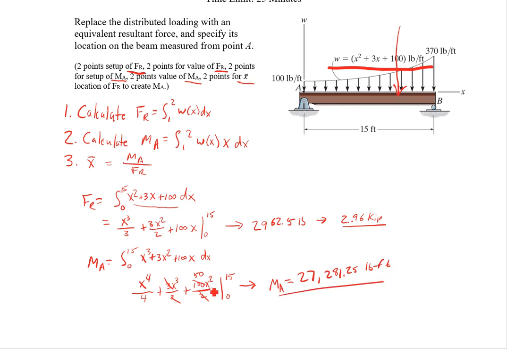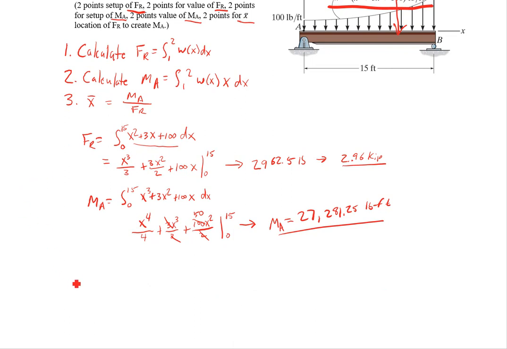And then last, we're going to do x bar. Is MA over FR. So we get 27,281.25 over 2962.5 pounds. This is pound-feet. So our pounds will cancel out. We'll just end up with feet. That's what we want. Plugging that in our calculator, we get 9.2089 feet.